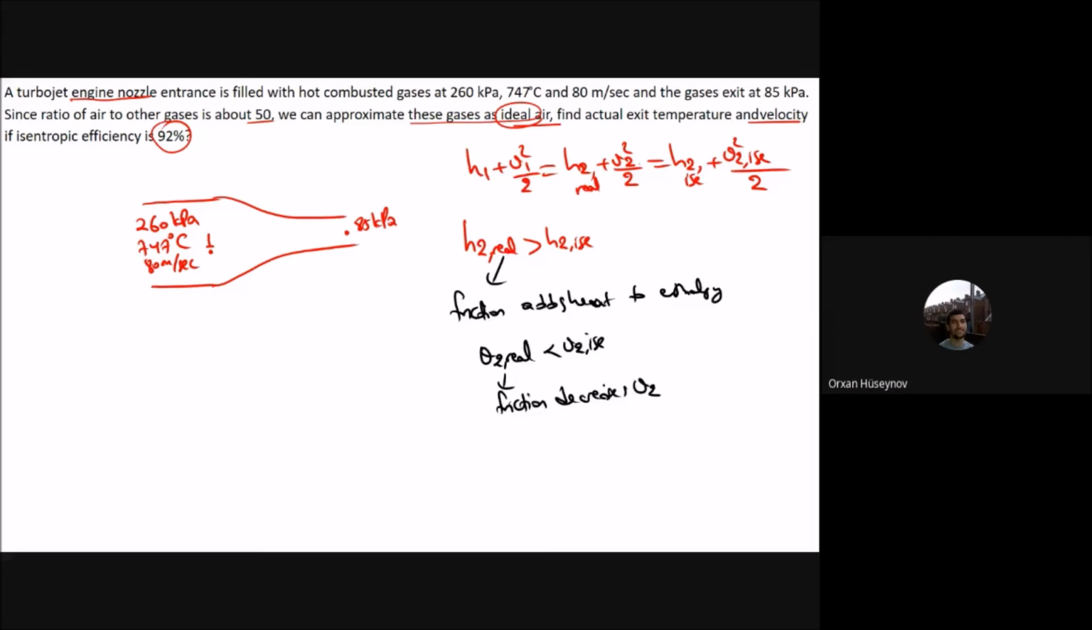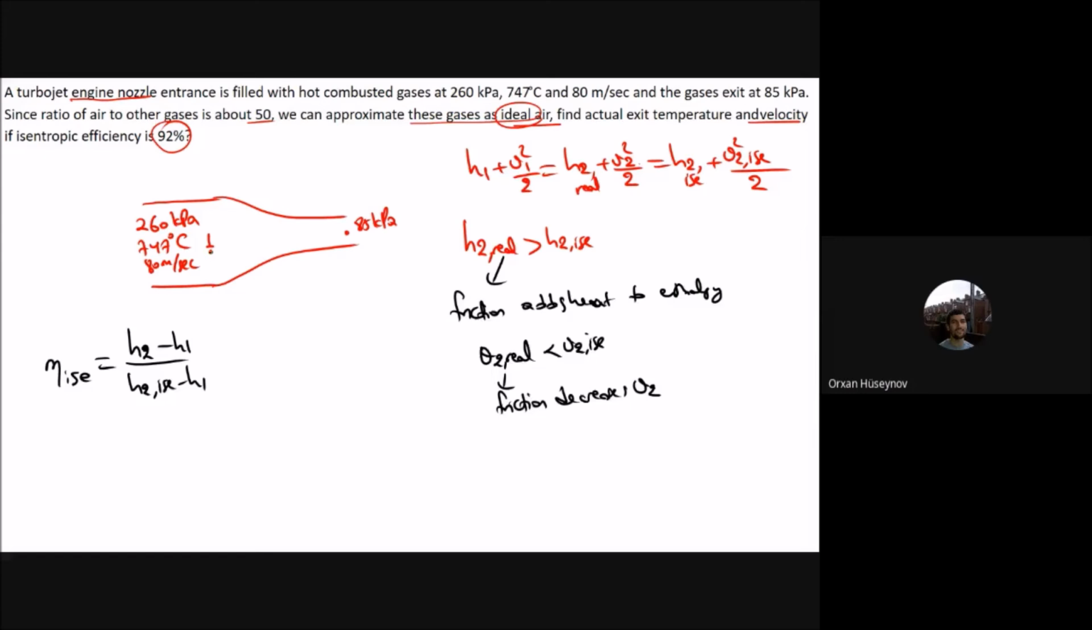Friction decreases the velocity of the real nozzle compared to the isentropic. Then the isentropic efficiency will be equal to H2 minus H1, these are real, divided by H2 isentropic minus H1. Okay, now let's solve it.